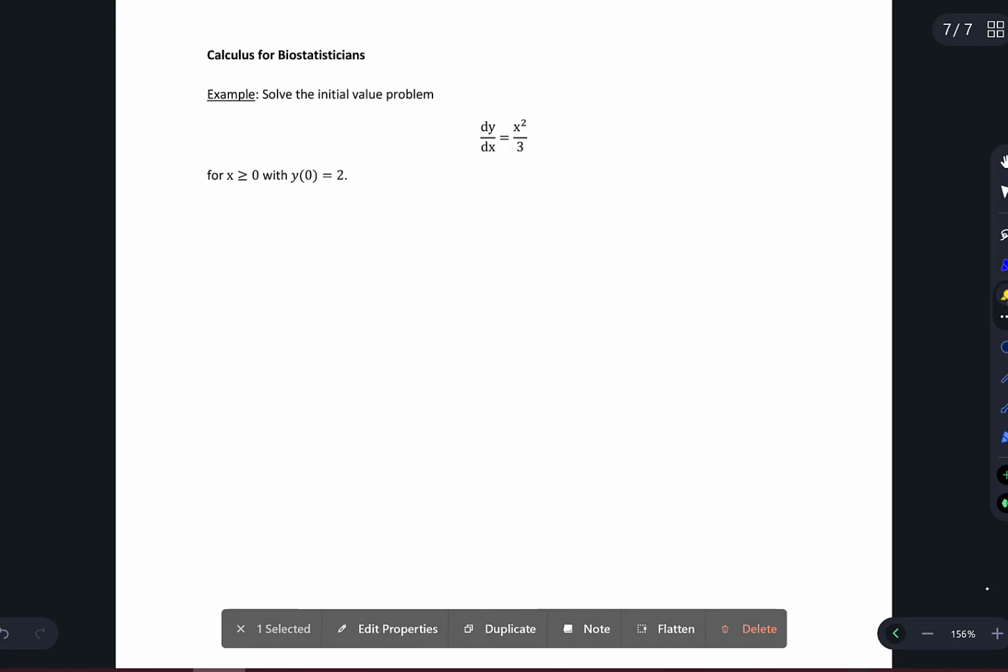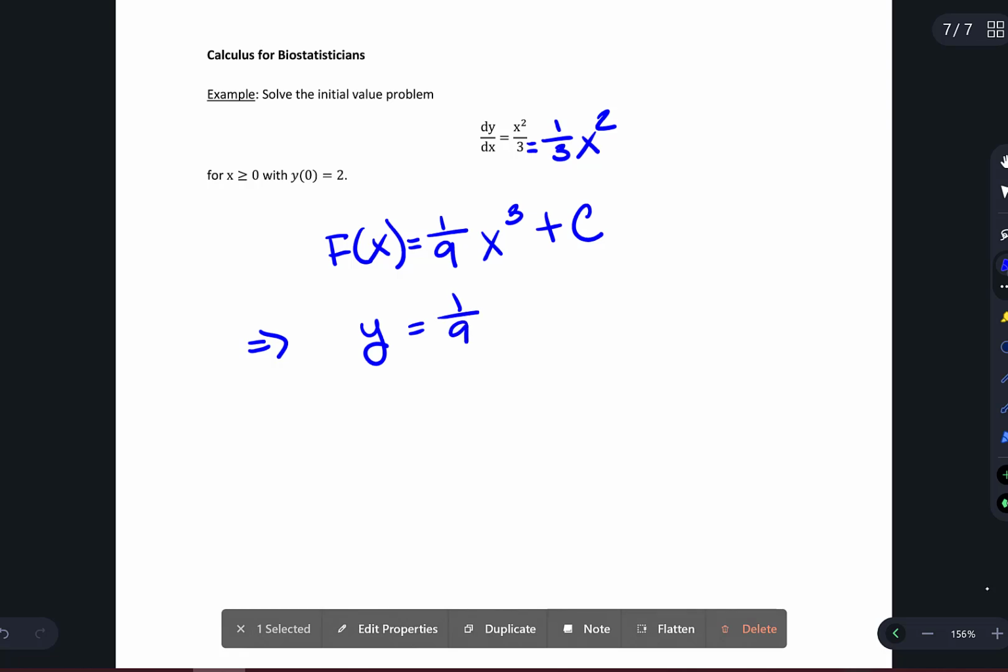So here we have that dy dx is equal to x squared divided by 3. Notice that is the same thing as 1/3 x squared. First, we're going to find the general antiderivative. Again, thinking of a reverse power rule here, we're going to have 1/9 x cubed plus c. So therefore, y is equal to 1/9 x cubed plus c.